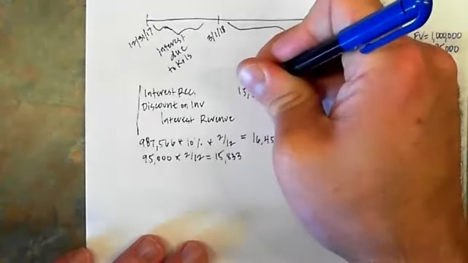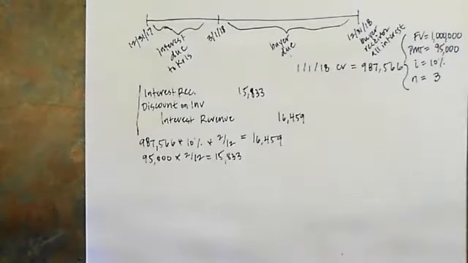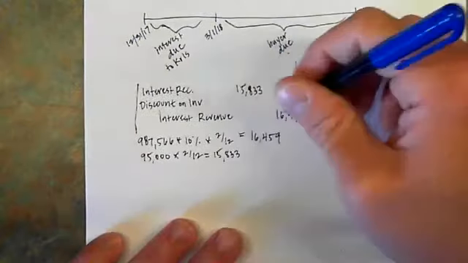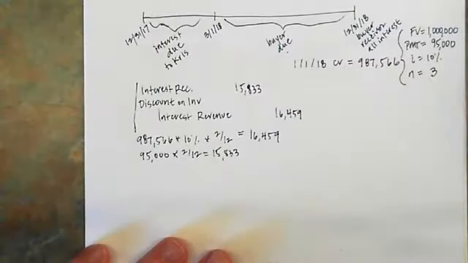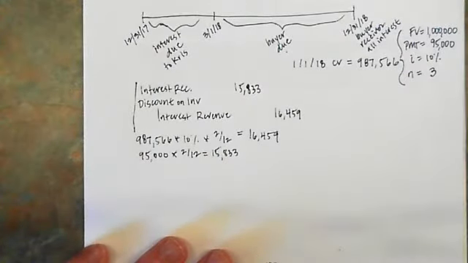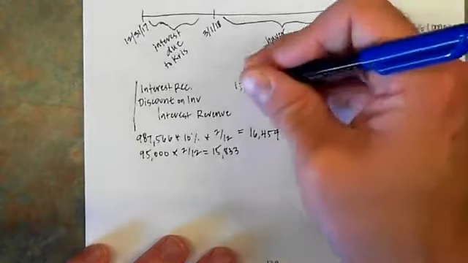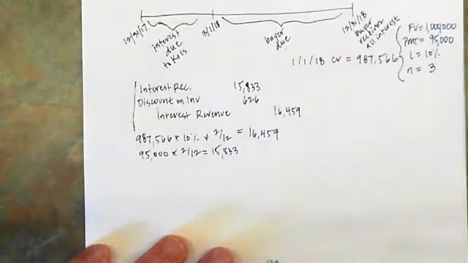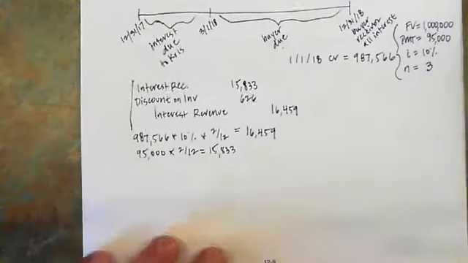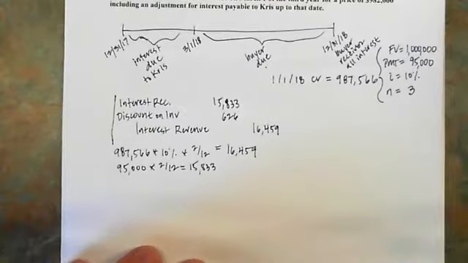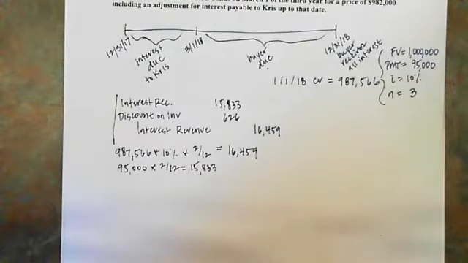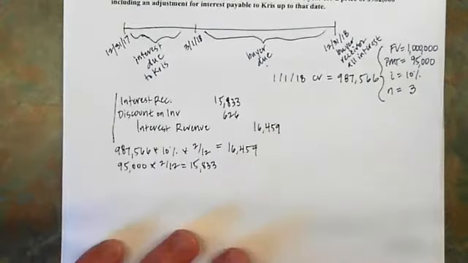That's an 8, and that's a little hard to read. So that $15,833 and the interest revenue $16,459. Now we just use the discount as the difference between them as our plug in this, and that gives me the amount that we would amortize the investment by for that short period of time. And that's important to know because we need an updated carrying value at 3/1/18, right?